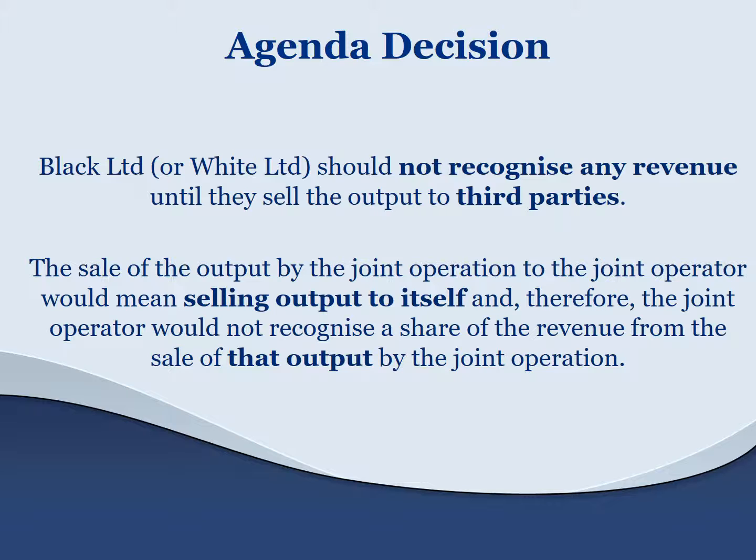So the sale of the output by the joint operation to the joint operator would mean effectively selling output to itself. And therefore, the joint operator would not recognize a share of the revenue of that sale of output by the joint operation until there is a sale to a third party. Now again, for some that might seem like a common sense answer, but for others, they would have viewed this potentially quite differently and would have recognized a sale and a cost of sale, etc. with relation to this, because the standard was not particularly clear, but the agenda decision has given us this clarity.